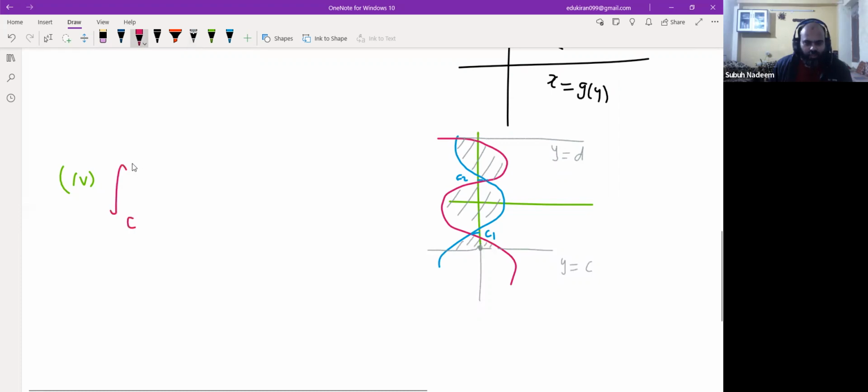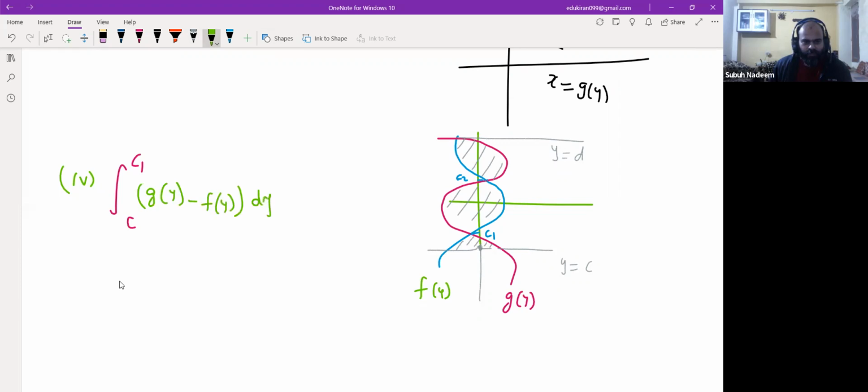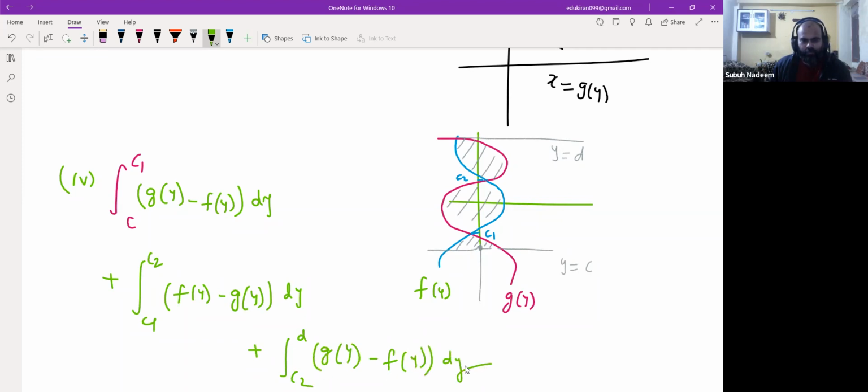So you will take c to c1 and take the right curve, which is g(y) or f(y) depending upon the interval. So from c to c1, g(y) is the right one, minus f(y), the left one, dy. Then from c1 to c2, the blue one is the right, which is f(y), and the purple one is the left one, g(y). And c2 to d, there we have g(y) minus f(y) dy. So this is the area enclosed.